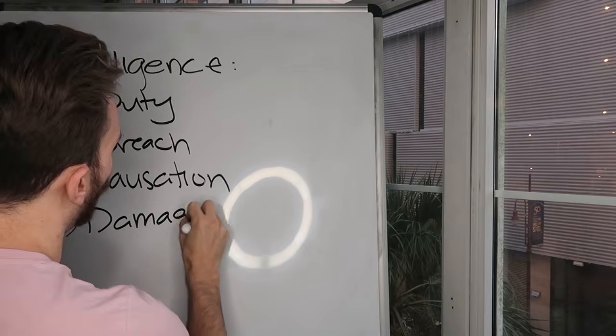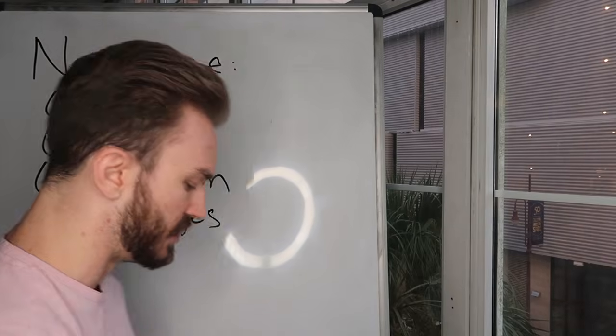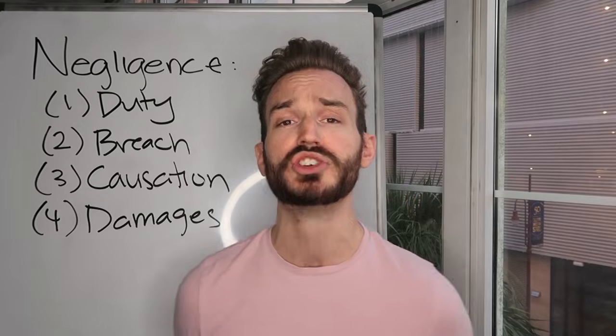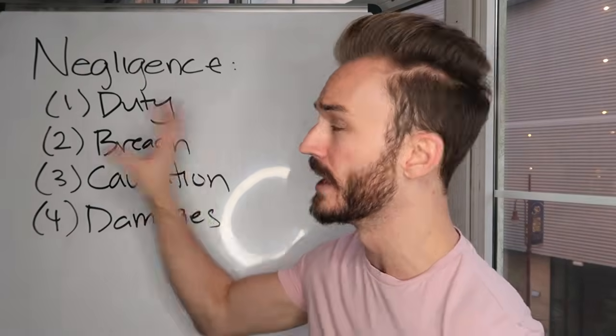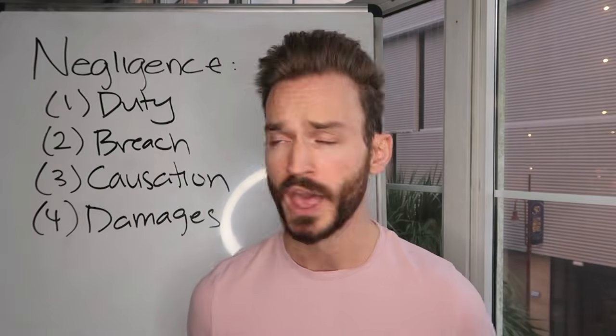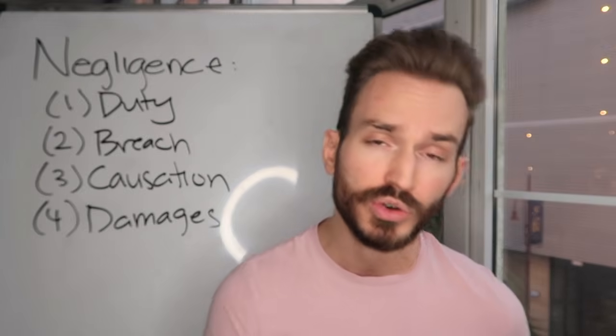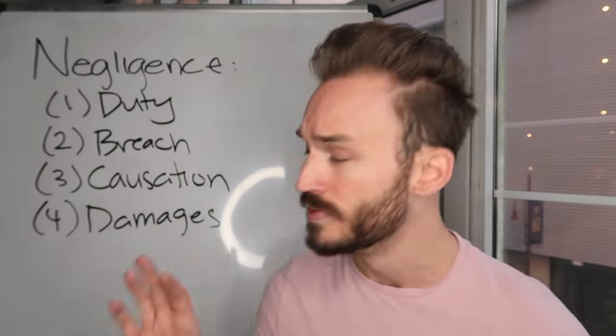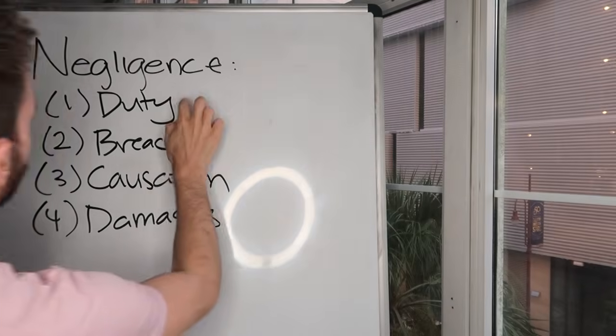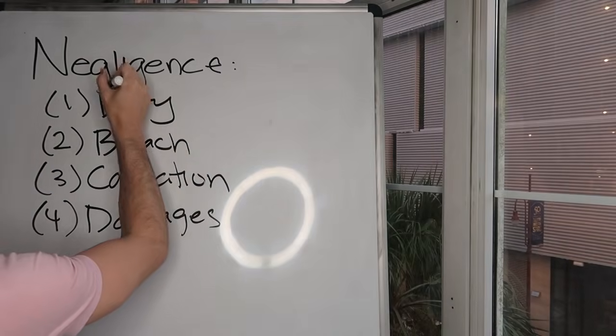In short, you will often hear these 4 elements referred to as duty, breach, causation, and damages. And this is going to be the heart of your negligence analysis. On a tort essay, you're going to have to run through all 4 of these. And each of these elements is going to present unique issues that you're going to have to address. So in this video, we're only going to focus on the first element, which is duty.